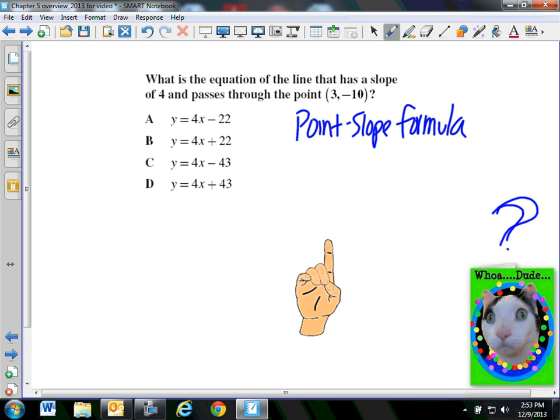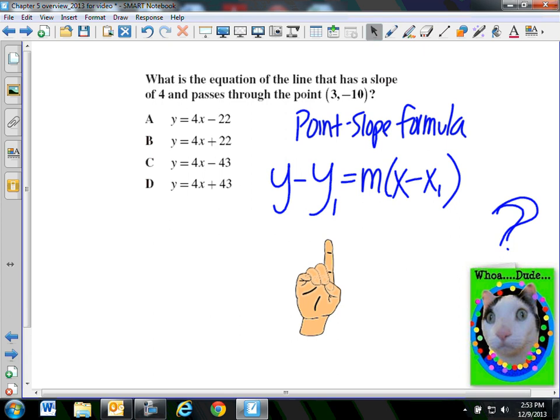Well, let me give it to you. If you forgot it, you should not have forgotten it. y minus y1 equals m times (x minus x1). Now there's tons of ways to do this problem. This is one way. Remember, there's other ways. You can use the slope-intercept formula instead. But I'm going to use this one instead.